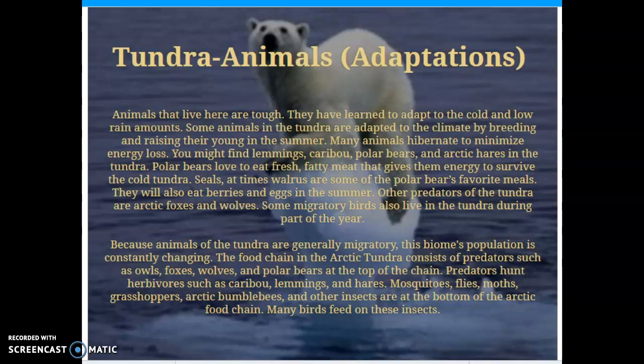Predators hunt herbivores like caribou and lemmings and hares. Mosquitoes, flies, moths, grasshoppers, Arctic bumblebees. Cannot wait to talk about those. These and other insects are at the bottom of the food chain, and birds feed on those.